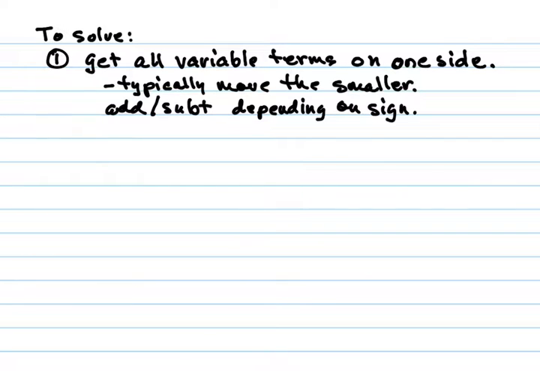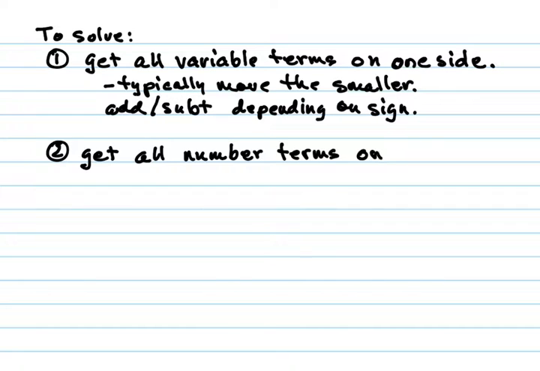But whatever you do to one side, you have to do exactly the same thing to the other. So if I add 4 to the right-hand side, that's perfectly fine, as long as I also add 4 to the left-hand side. You can do whatever you want to as long as you do it equally. What if it's like multiplying by x? Second step. Get all number terms on the other side.